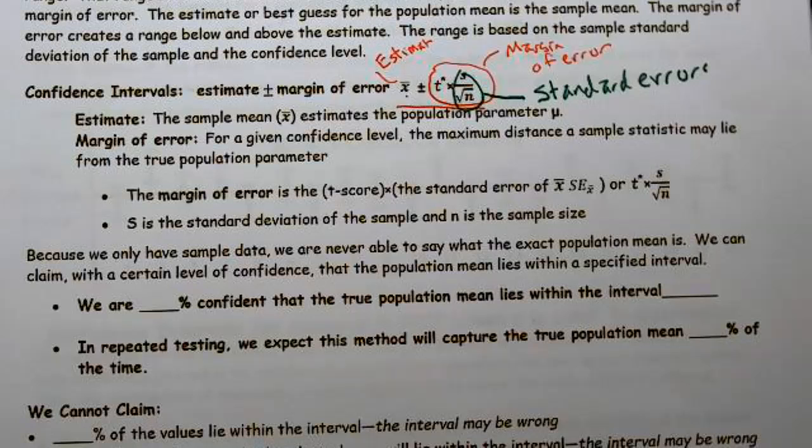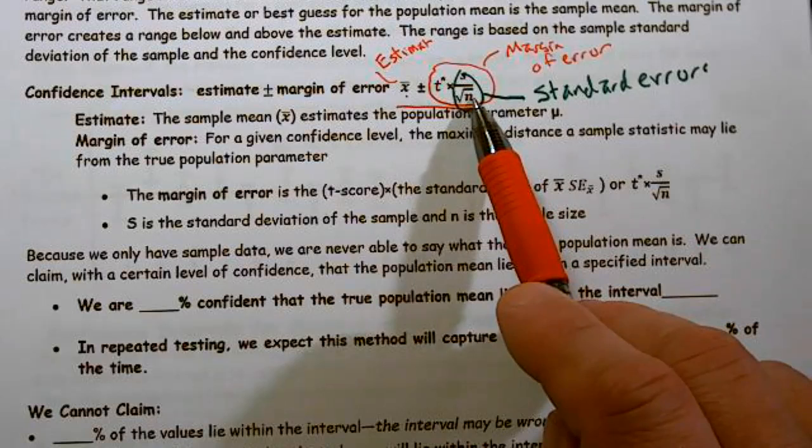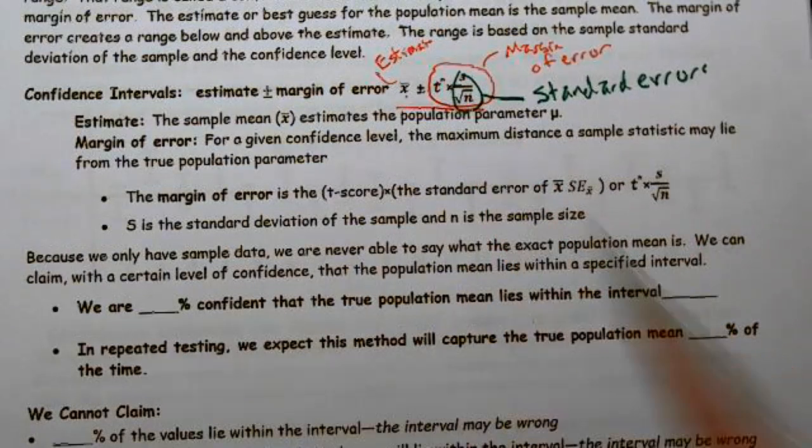So we're going to be some level of confidence, and a lot of that's going to be determined by the sample size, because as we increase our sample size, our margin of error decreases. And so we have a narrower window.